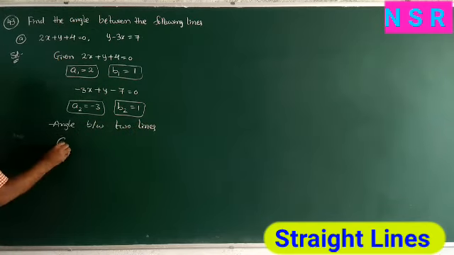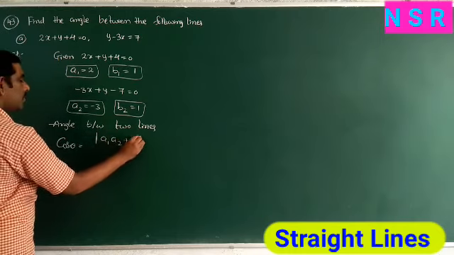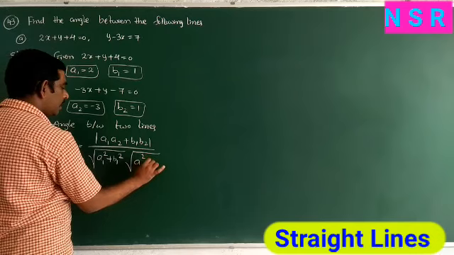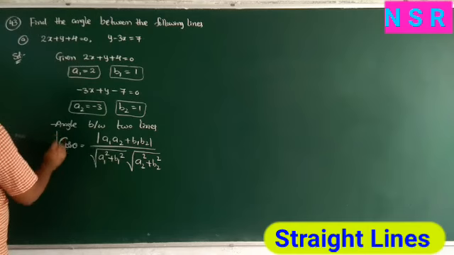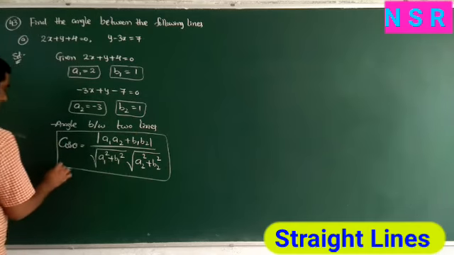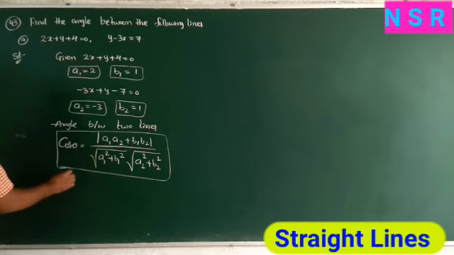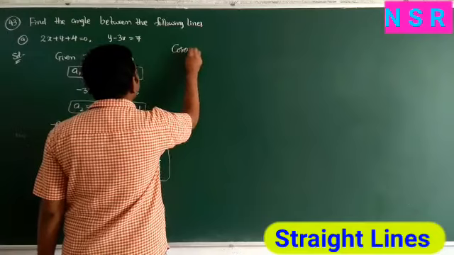So for the angle between two lines, we have a formula: cos theta is equal to mod of (a1a2 + b1b2) by square root of (a1 square + b1 square) into square root of (a2 square + b2 square). So this is the formula for the angle between two straight lines. So what is the formula? Mod of a1a2 + b1b2 by square root of a1 square + b1 square into square root of a2 square + b2 square. Now substitute the values.